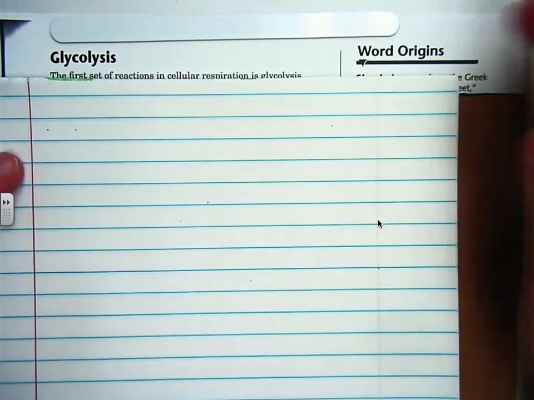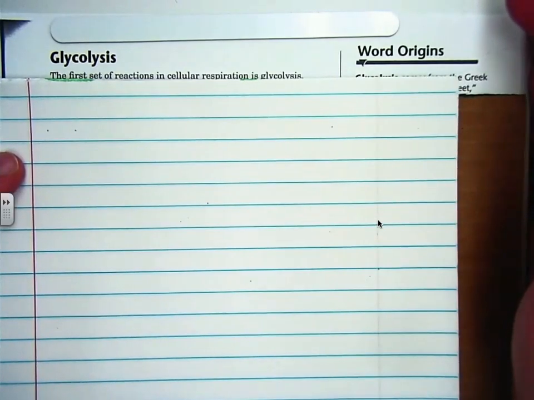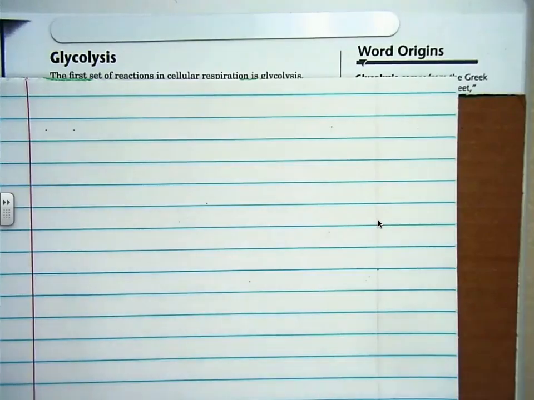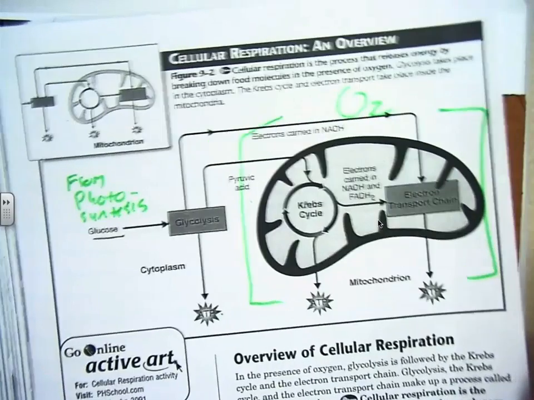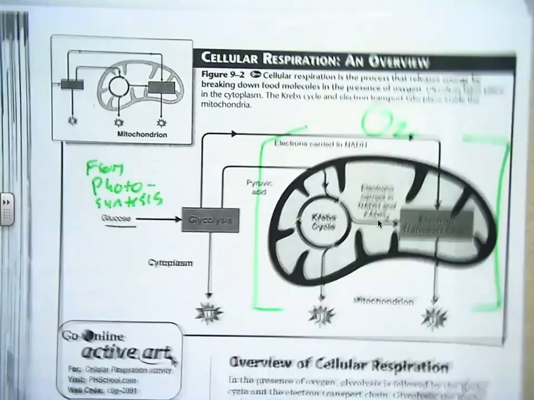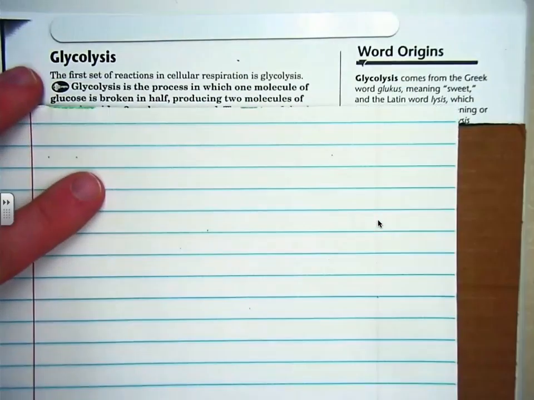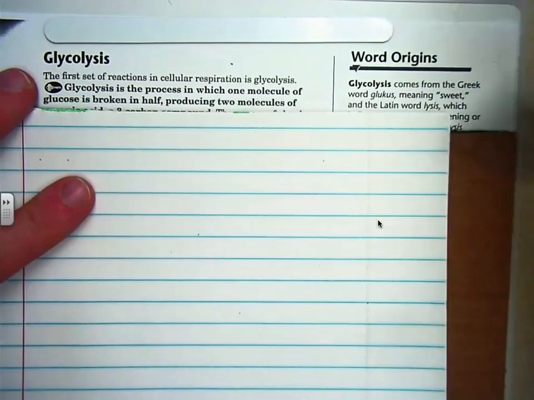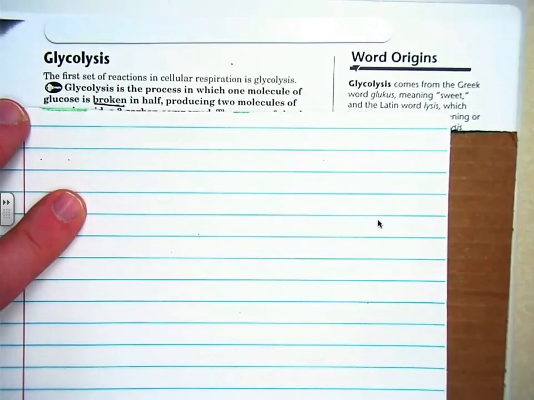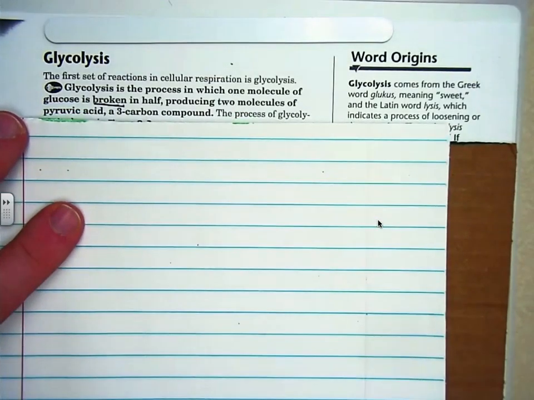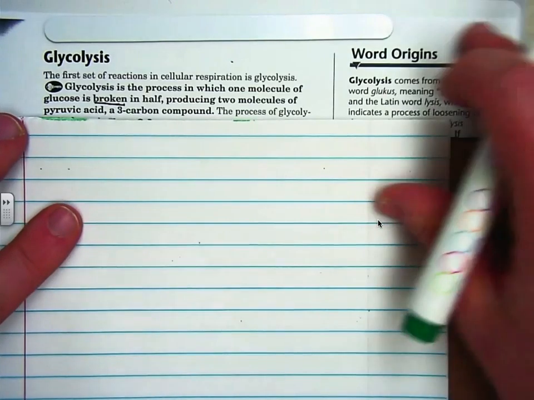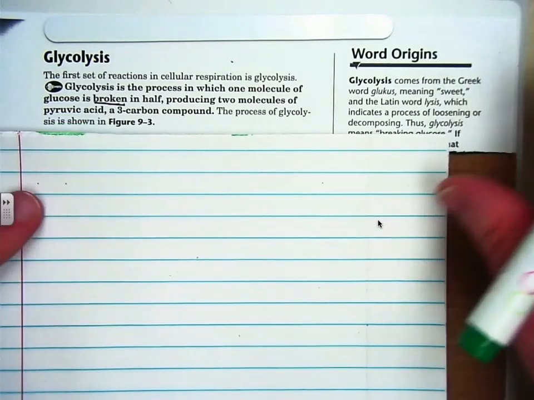All right, glycolysis. Let's read together. The first reaction in cellular respiration is glycolysis. And if you look at your overview, you can see that right here. Glycolysis. So there's 3 steps. We're going to read about glycolysis first. Glycolysis is the process in which one molecule of glucose is broken, that's the lysis part, broken in half, producing 2 molecules of pyruvic acid, a 3-carbon compound. The process of glycolysis is shown in figure 9-3.